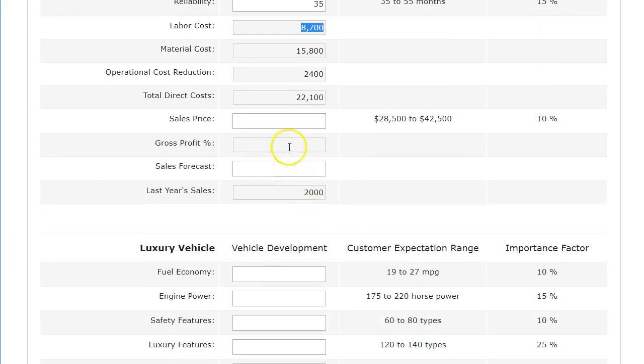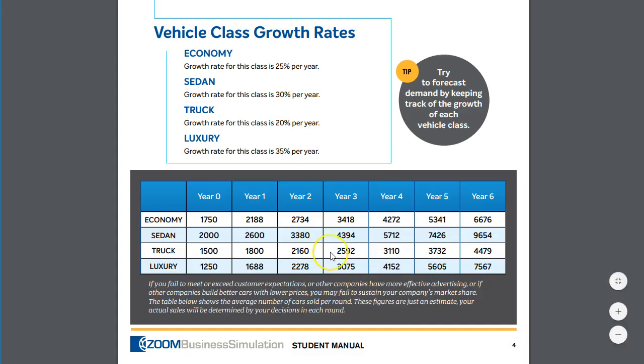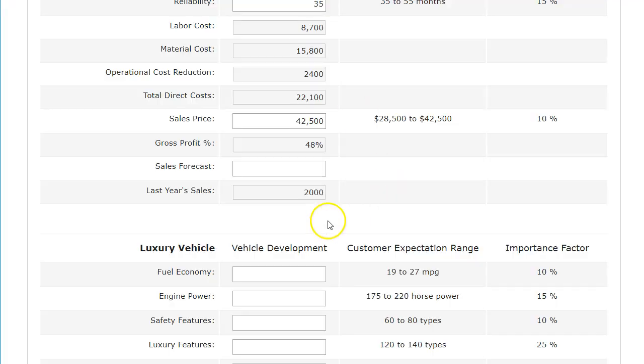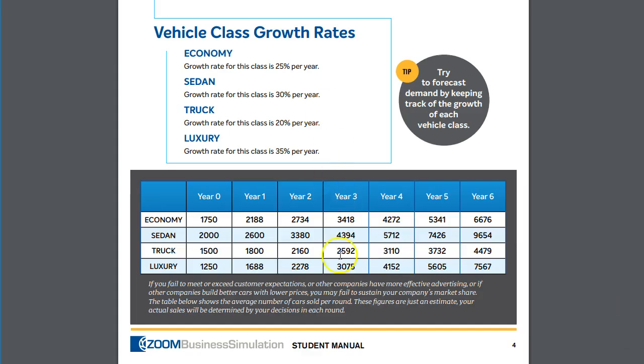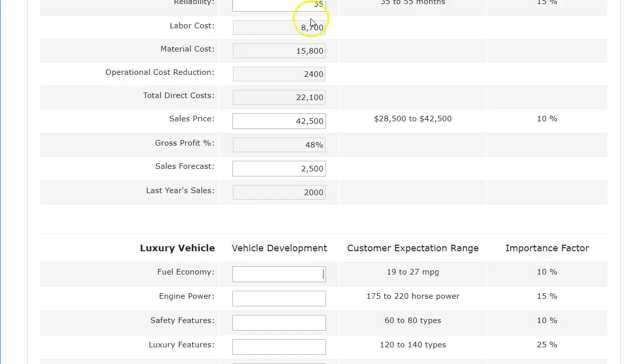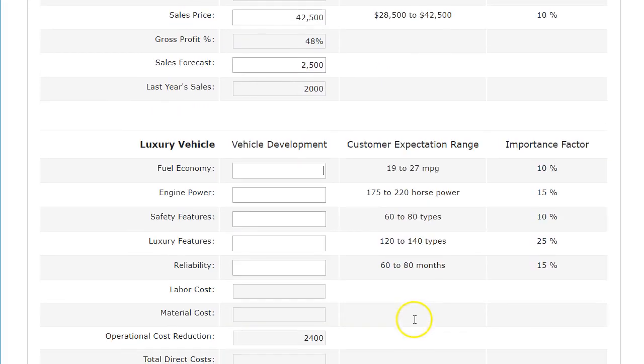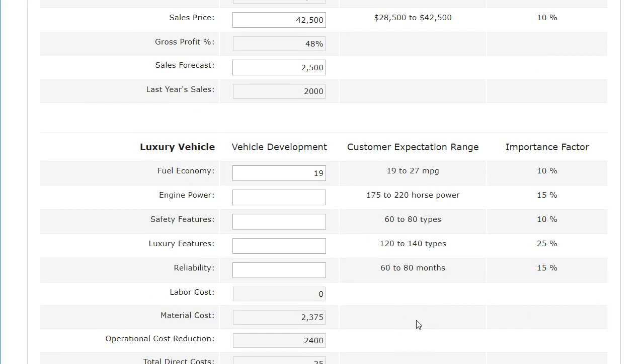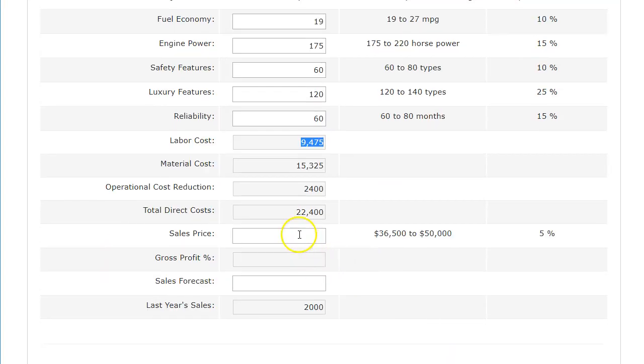So you really have to tweak this. By no means is this going to be the correct forecast, but it's just a guide to say you should be in this ballpark. So for a luxury vehicle for round 3, around 3,000 cars. You would sell more if you made a better car, and less if you made a car that wasn't as attractive compared to your competitors.